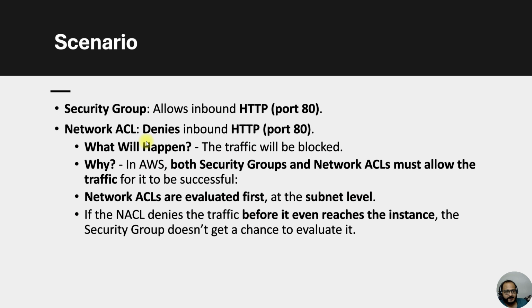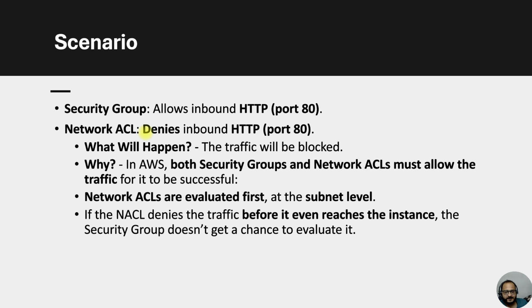So now let's see a scenario here. In the security group, for example, we have allowed inbound HTTP port 80, and the same port 80 we have denied in the network ACL. Here we are talking about an EC2 instance. In the EC2 instance we have created both a security group and a network ACL, and in the security group we have allowed port 80, and in the network ACL we denied port 80.